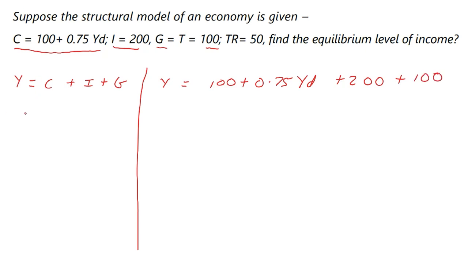What you also need to keep in mind is that when we talk about disposable income or YD, YD is equal to Y, which is income. So disposable income is income minus tax. But we don't just have tax, we also have transfer payment. Tax is when money is going out of the economy. Transfer payment is when it is being pumped back into the economy.